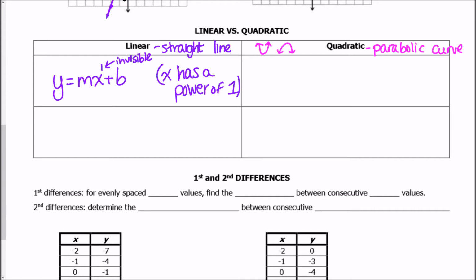Now for a parabola, or for a quadratic relation, we're going to have it in the format y equals ax squared plus bx plus c. This is one of the formats we're going to see. We're also going to look at another format shortly, later on in this unit. But for right now, we're going to look at it with ax squared plus bx plus c. So if you notice here, we said x has a power of 1. Here, x will have a power of 2. So we'll say x has a power of 2.